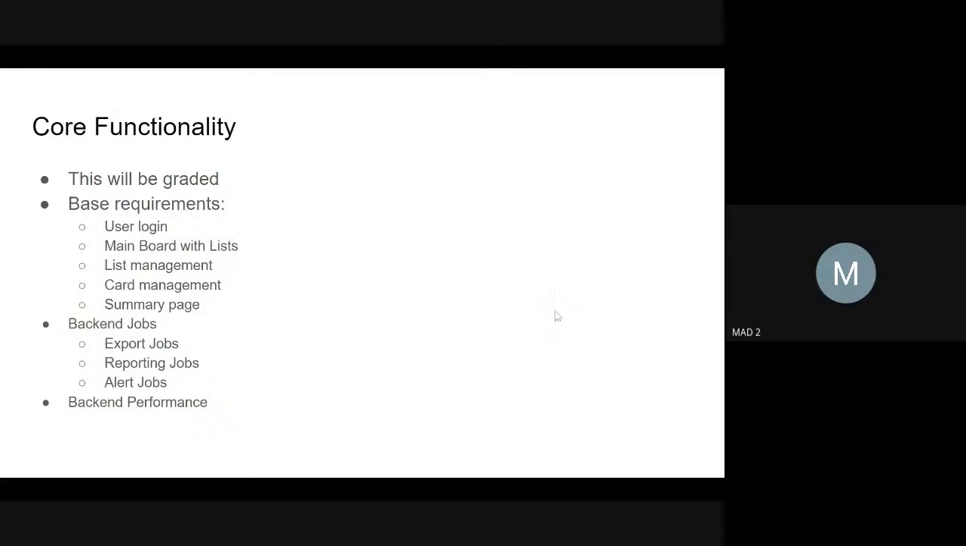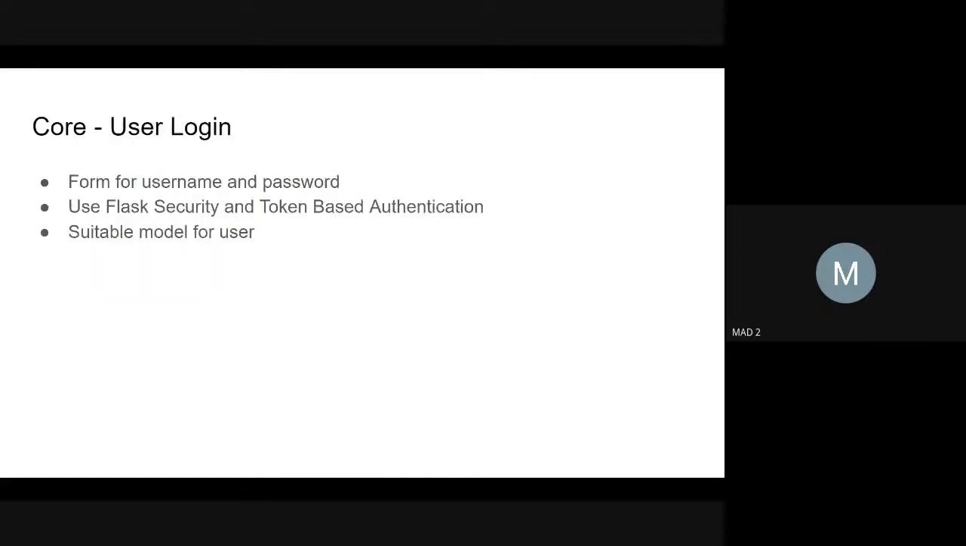So the core requirements for this application are user login, main board with list management, card management, summary page. We'll be talking about each of these core requirements in much more detail in the next set of slides. And you will be required to set up a few batch jobs as well. So export jobs, reporting jobs, alert jobs, and these are the things that are to be considered as the core functionality for this application. So we'll start with the login component here.